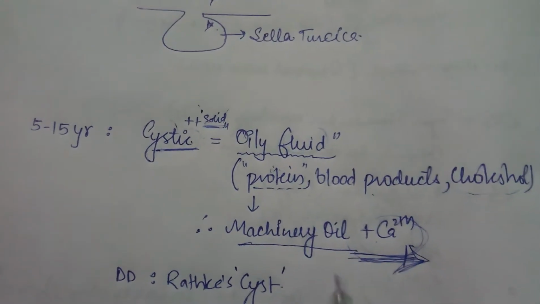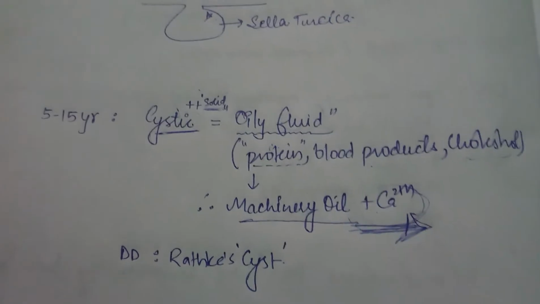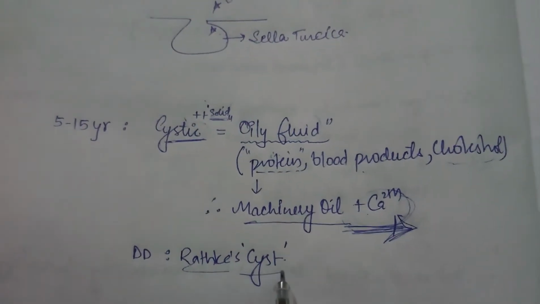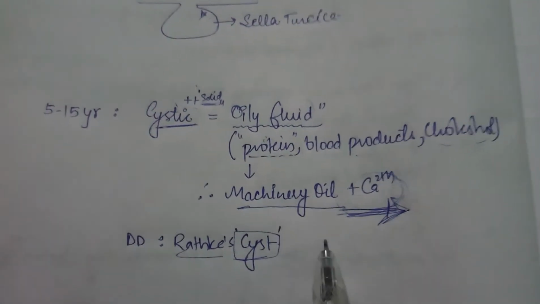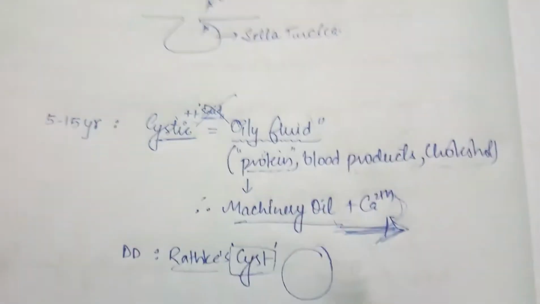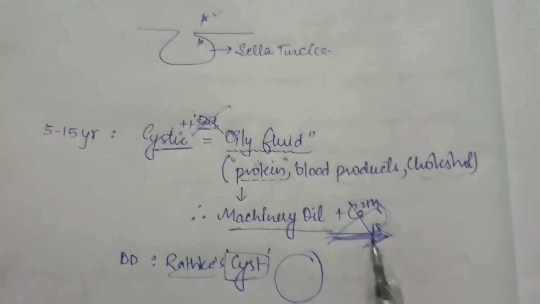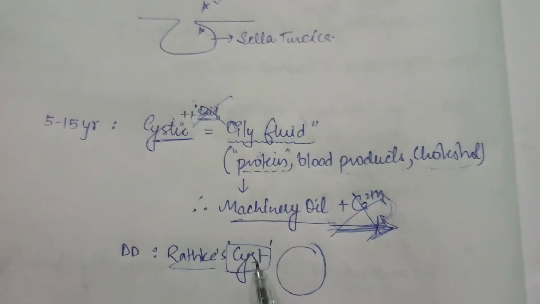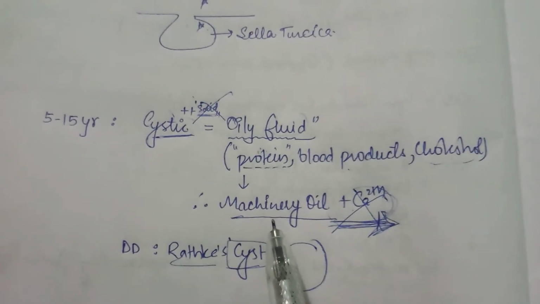So if we want to differentiate it from a Rathke's cleft cyst, if it is just a cyst, it will have only the cyst part. There will be no solid component, there will be no calcification. So that is how we differentiate a Rathke's cleft cyst from a craniopharyngioma.